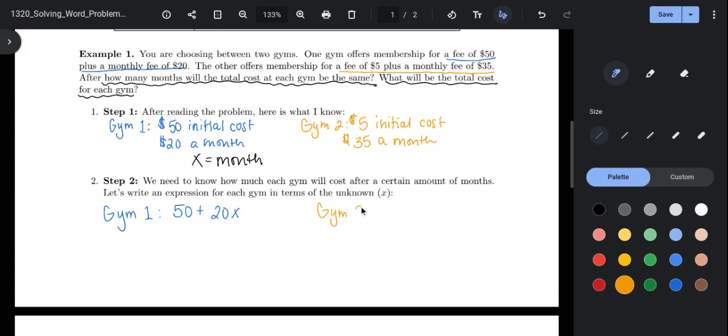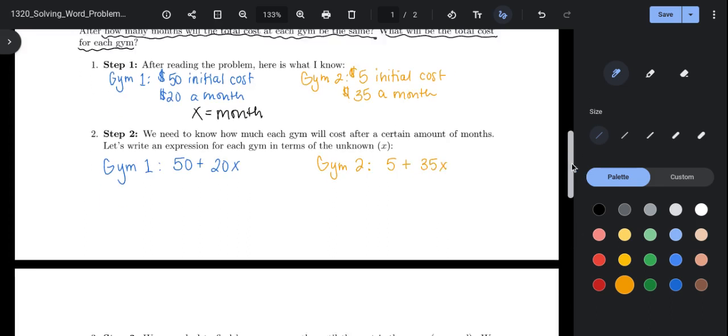For gym 2, again, we have an initial cost, a one-time fee of $5. But then we have $35 we're paying every month. So 35 times x, and to get the total cost, we're adding those together.